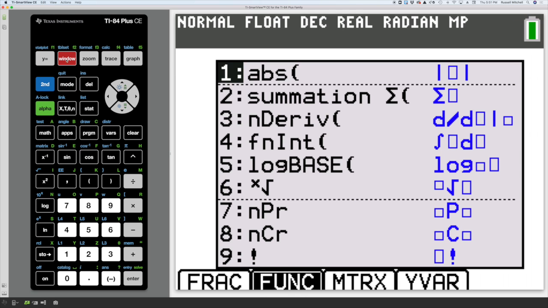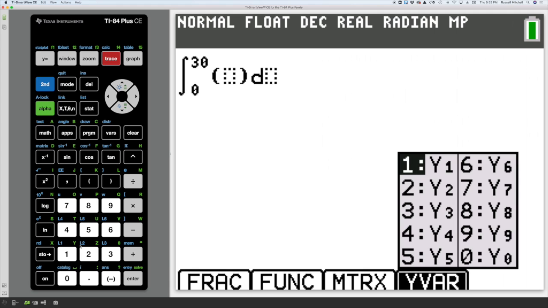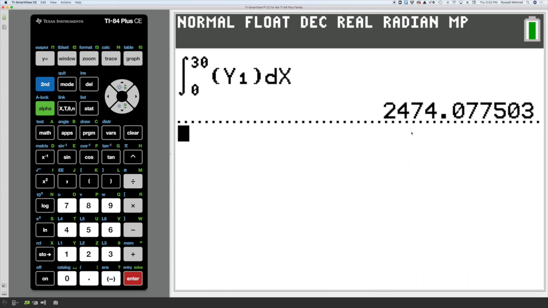Now, alpha, window, number 4. Okay, so 0 to 30. And then our f of t, which is alpha trace, it was stored in Y1. And we just take the integral with respect to x and put this in, and we're going to round to the nearest whole number. So 2,474, right? So that's what this is, 2,474 cars, okay?